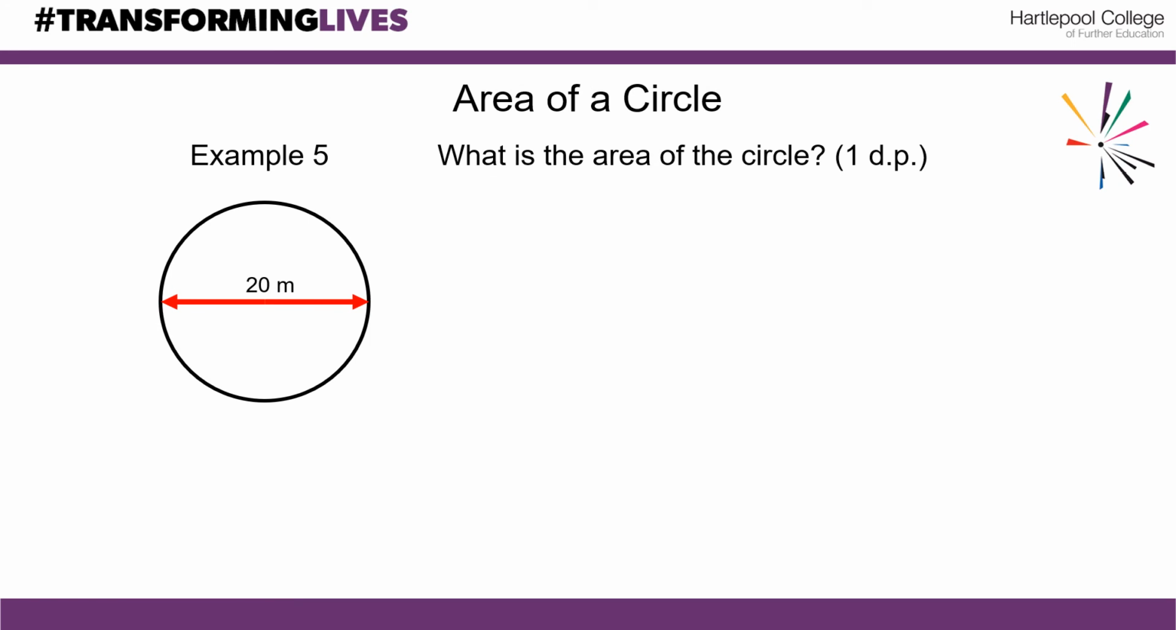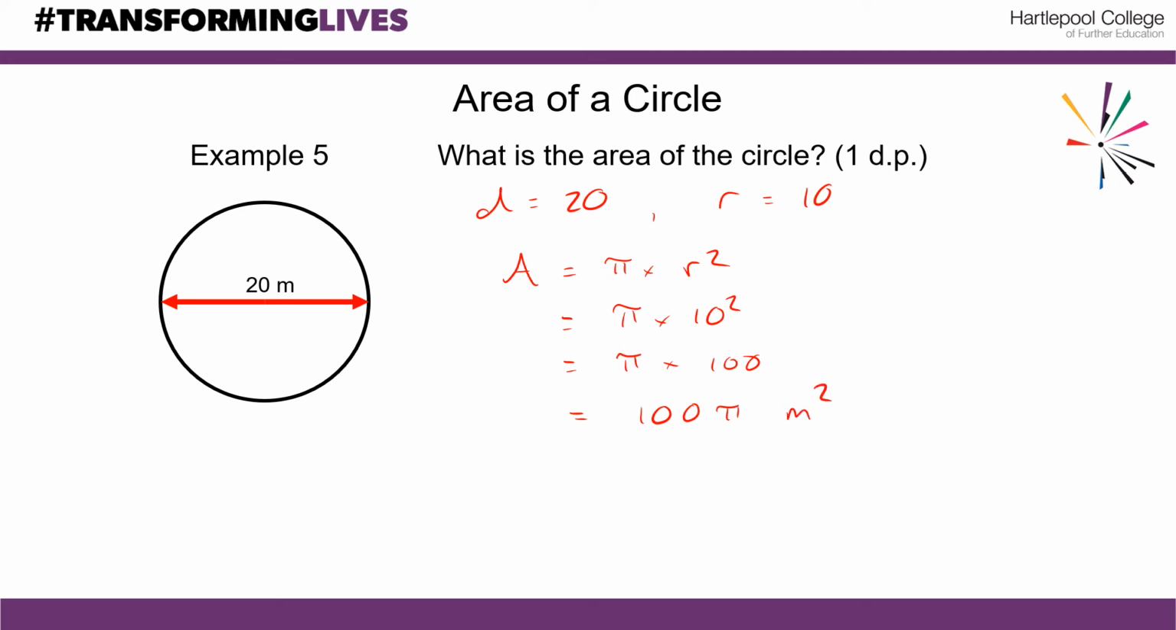Last one, again this time we've got the diameter, so if the diameter equals 20, then the radius must equal 10 because it's just half. So here's our formula, area equals pi times the radius squared. So that means pi times 10 squared. I know that 10 squared is 100, so that's pi times 100, which is the same as saying 100 pi, and we're working in meters squared.